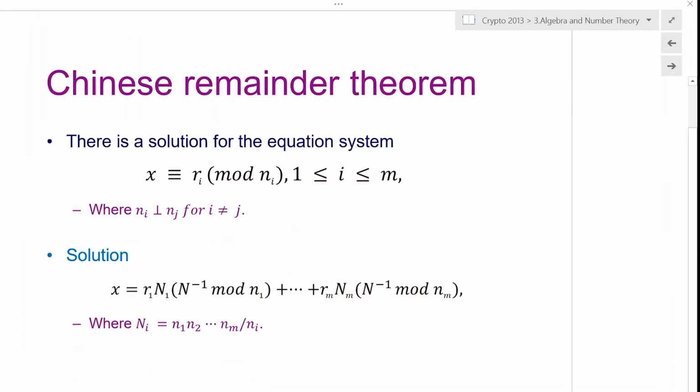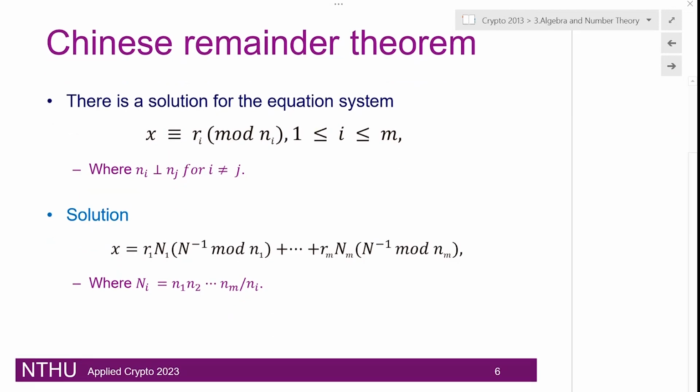Any questions so far? So the next one is something called the Chinese remainder theorem. It is actually a very interesting property. Basically what it's saying is that if you have a solution for some value x over some different n_i's, so we have m different n's where every n_i is coprime to every other n_j, then we can combine them together to find the solution of x mod n1 times n2 times all the way to nm.